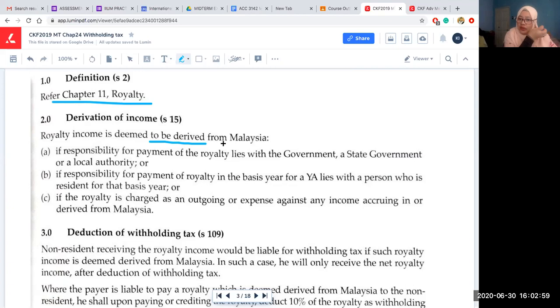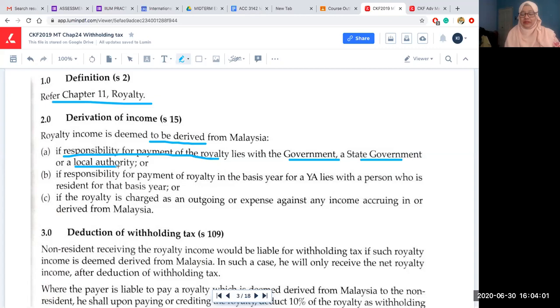But if the royalty is derived in Malaysia, then you have to look at the derivation section, Section 15, for royalty. So the royalty income is deemed to be derived from Malaysia by the non-resident person if responsibility for payment of the royalty lies with the government, state government, or local authority. So if the payment is made by the government, maybe the government takes up an expatriate to advise on the MRR project or MRT project, for example, then they have to pay the non-resident person. Or maybe a state government, say Kuala Selangor, wants to do any kind of project, then they have to make payment to a non-resident person, or any local authority. Local authority could be the municipal council, for example, or DBKL.